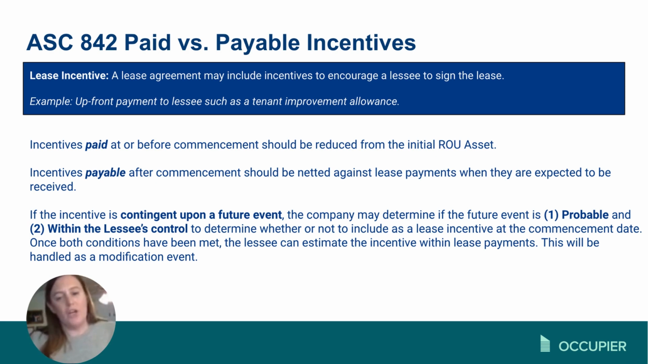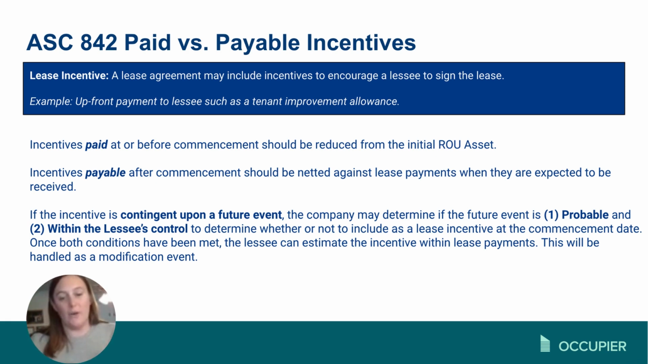But there's also this other kind of area here for incentives. If it's contingent on a future event, kind of like an incentive payable, when you're thinking about that future event and whether or not to include it in the initial assessment of that lease liability, you want to think about if something is, one, probable and, two, within the lessee's control. If both of these are not the case, then you would not be including that in that initial lease liability. However, once both of those conditions are met, then you're going to modify that lease.